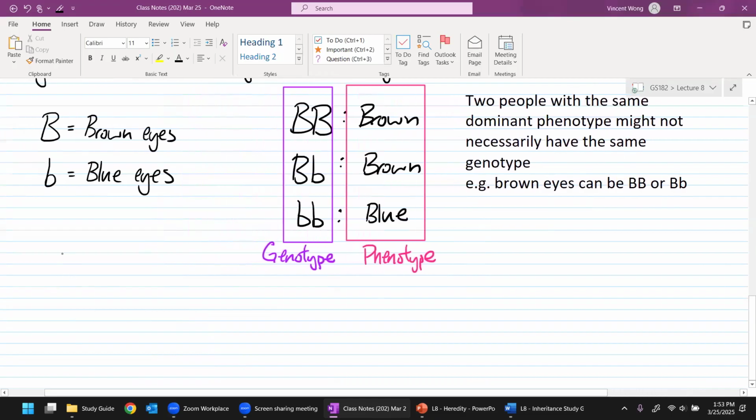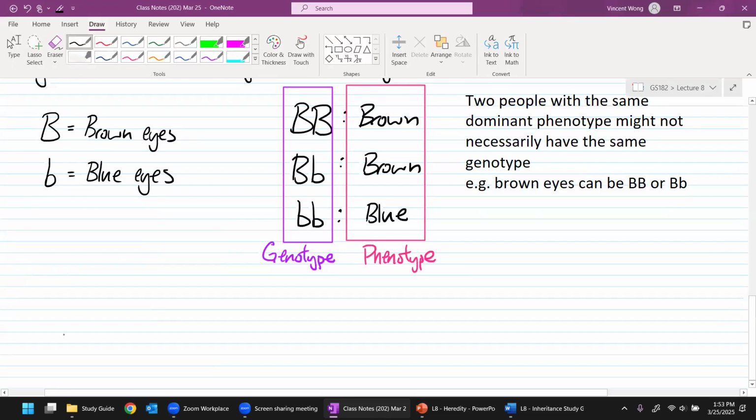Okay, so we're just going to do a quick exercise here to set the stage for our next class. Let's say we have a blue eye person. Blue eye marries a blue eye.